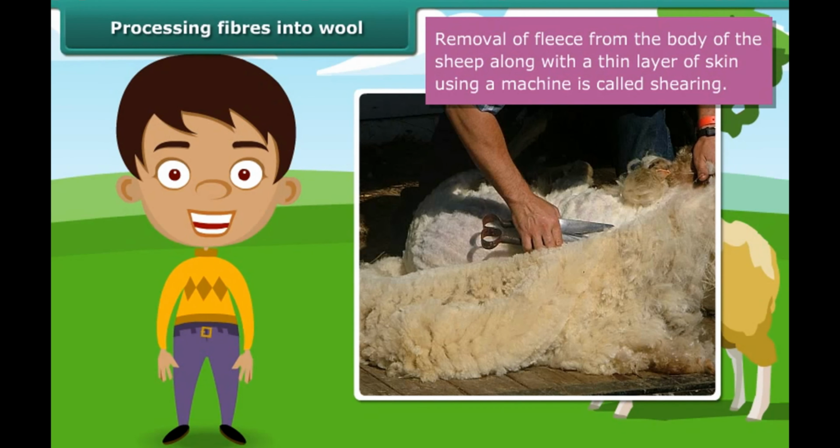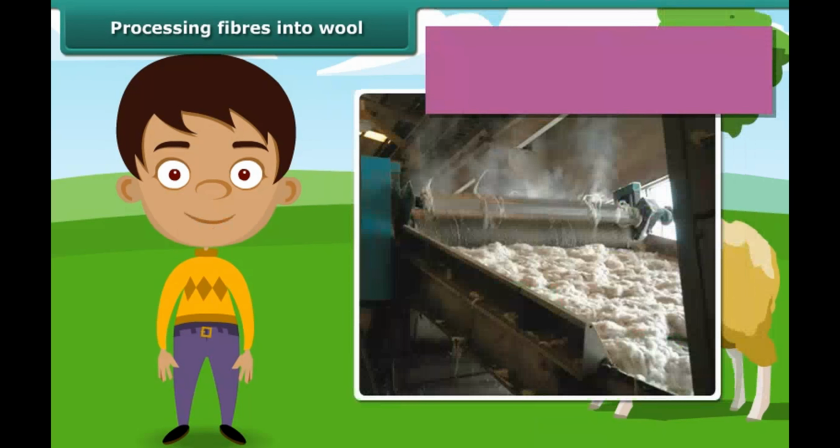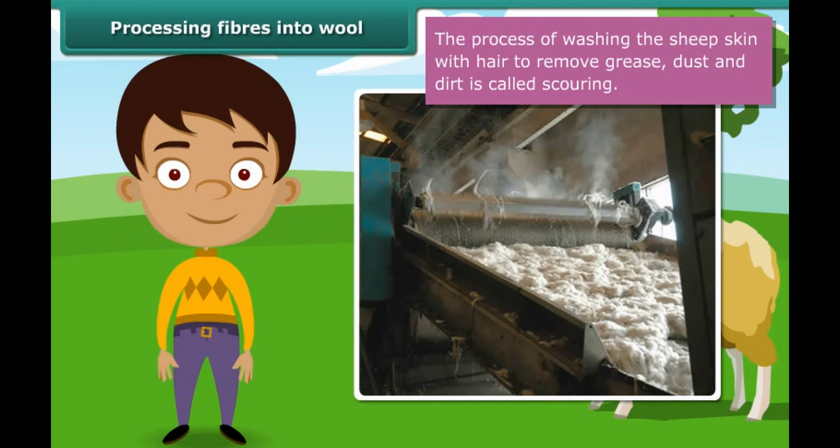This is because the uppermost layer of the sheep's skin is dead. Usually, hair is removed during the hot weather. This enables sheep to survive without their protective coat of hair. Then the sheared skin with hair is washed thoroughly in tanks. This exercise is undertaken to remove grease, dust, and dirt. This process is called scouring.